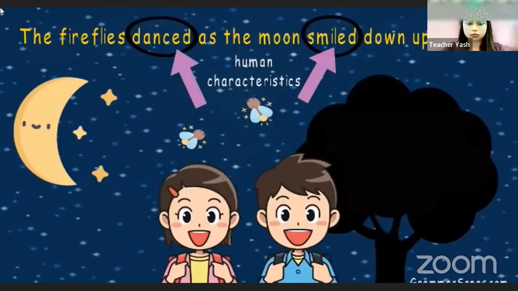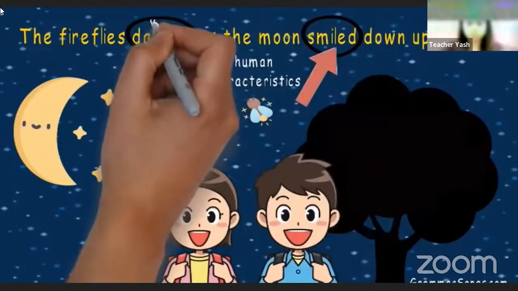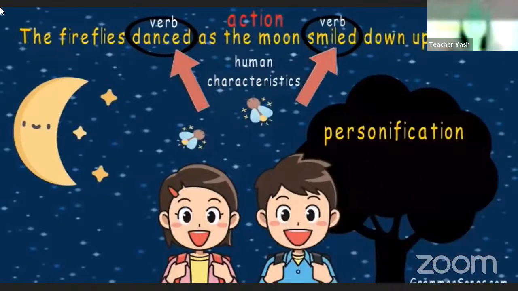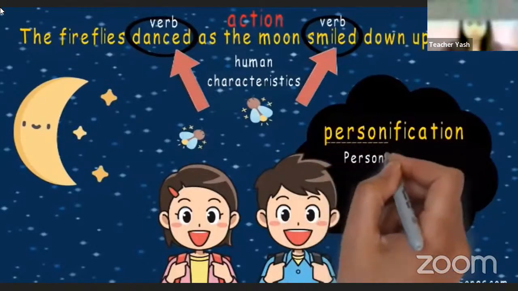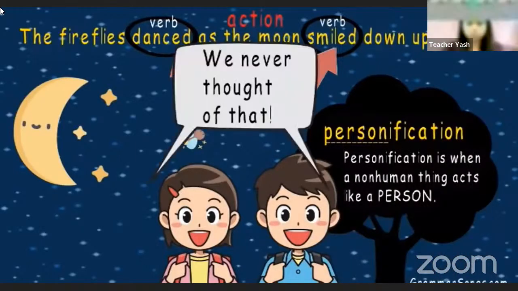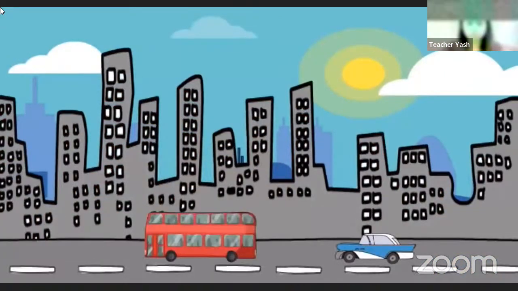Also, oftentimes, but not always, the personification involves the verbs in a sentence. This makes sense because often personification is creating action for non-human or non-living things, giving them a human or lifelike quality. If you think about it, the word personification begins with the word person. So personification is when a non-human thing acts like a person. We never thought of that! Let's explore some sentences and see if we can identify the personification being used.